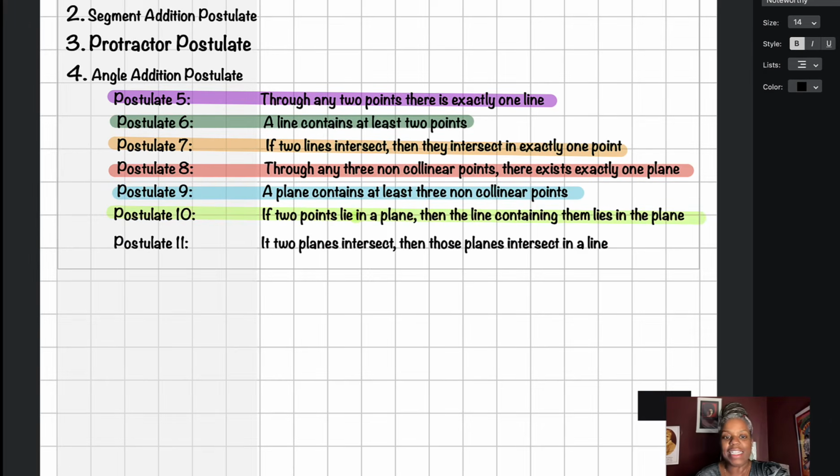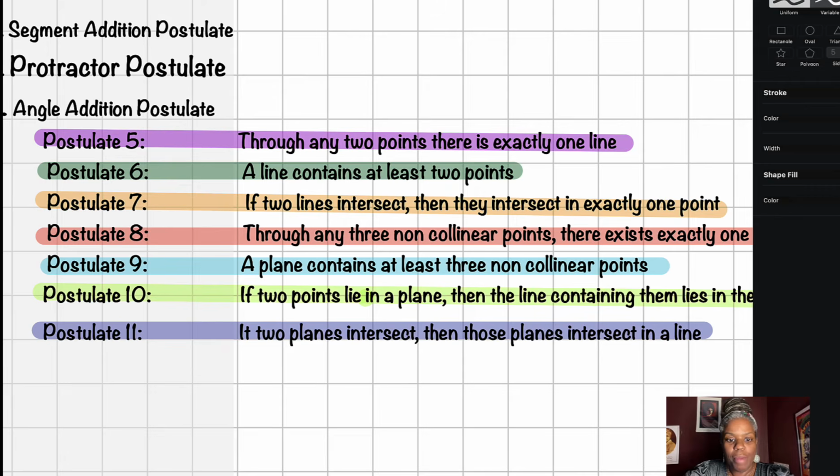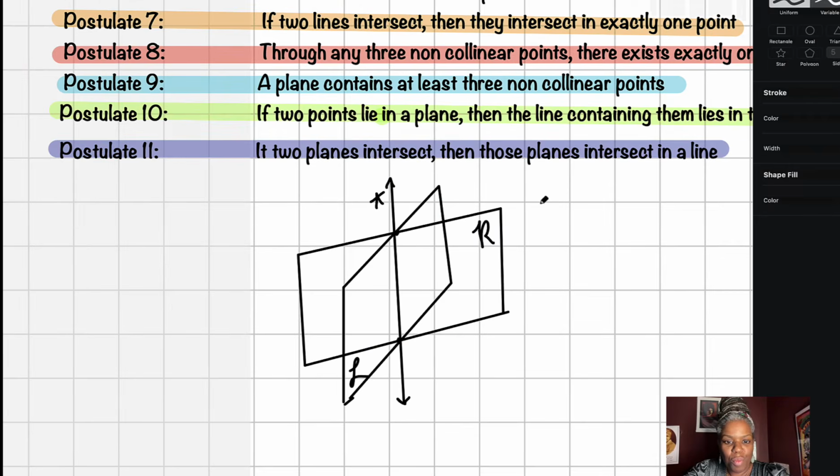Postulate 10 says if you have 2 points that lie in a plane, then the line that connects those 2 points also lies in the plane. In postulate 11, you might remember, if you have 2 planes and they intersect, 2 planes will always intersect in a line. Remember when we would draw pictures like this, planes R and L intersect in line T? So that's what postulate 11 is talking about. If 2 planes intersect, those planes are definitely going to intersect in a line. We've got one more vocabulary phrase and a couple more concepts, so hold on, we got a few more things to do.